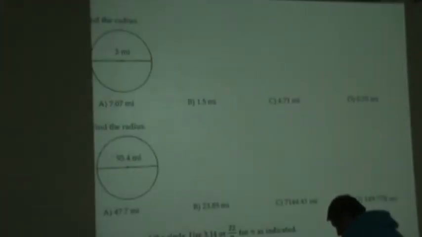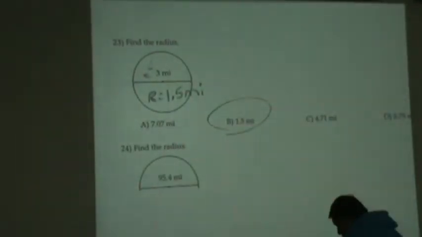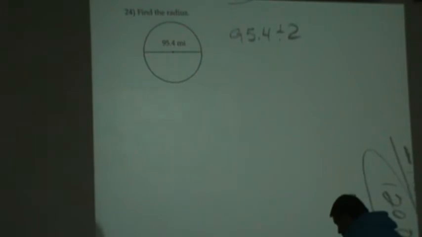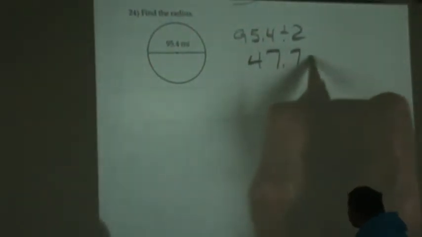Find the radius. If it's 3 all the way across, half of that is your radius. This is your diameter. So the radius is 1.5 with the same unit. Radius, if it's 95.4 miles across, divide that by 2, right? 95.4 divided by 2 is 47.7 miles.